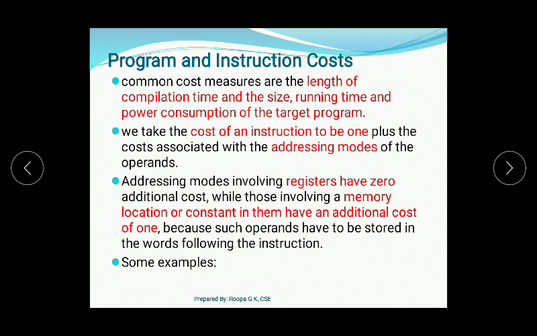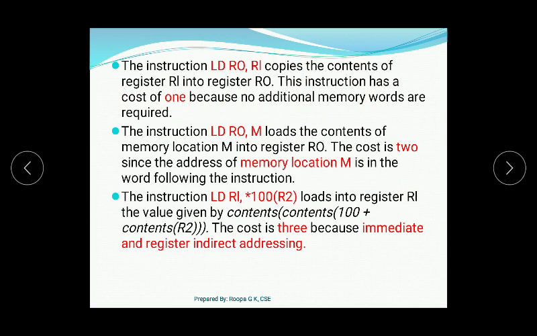If the operand is stored in a memory location, we have to bring that operand into the CPU for execution, and then once again we have to store the result in the memory location. That's why we need 1 additional cost. Some examples, let us discuss in the next slide.